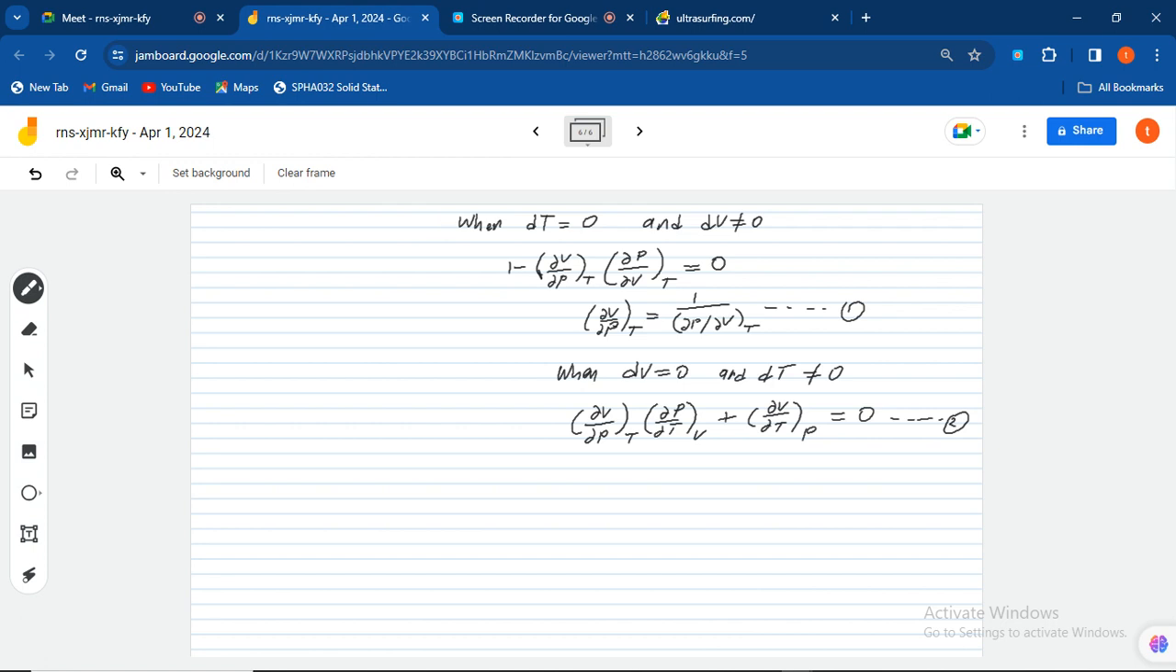Combining 1 and 2, combining both the equations, then we get ∂V/∂P at constant T, times ∂P/∂T at constant V, times ∂T/∂V at constant P, equal to minus 1.